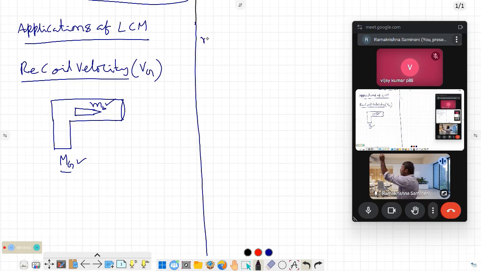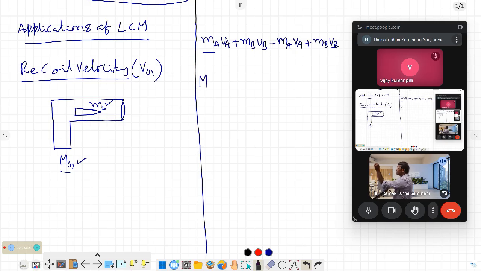Already just before we discussed, MA UA plus MB UB is equal to MA VA plus MB VB. This is the formula we learned in the previous. Now apply here for this gun and bullet. What is A means? First body. You take gun, that is mass of the gun. What is UA? Initial velocity of the gun. What is initial velocity? Gun is not moving. We have not fired. Before firing, its speed is 0.